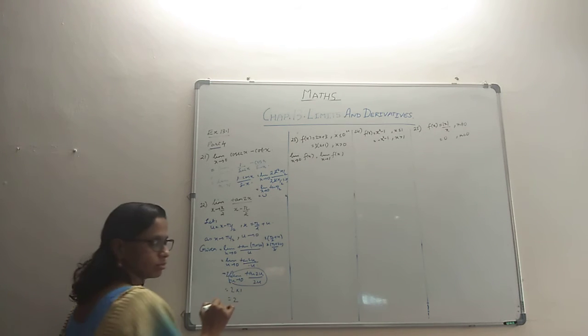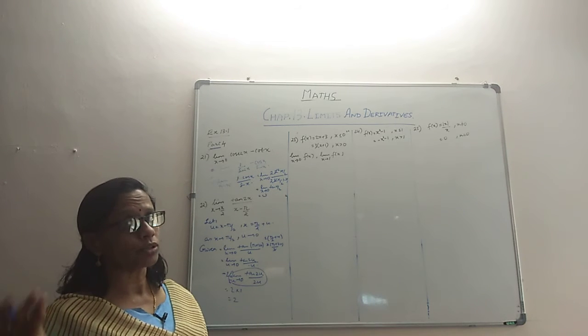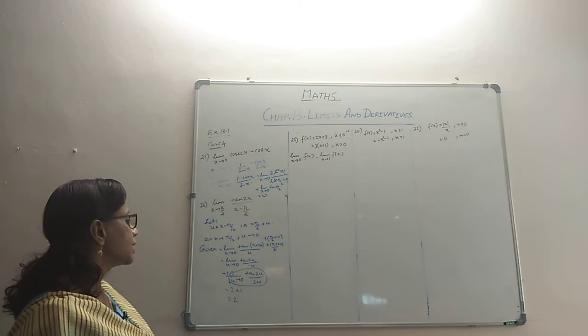This is 1, we all know. Limit as theta tends to 0 or x tends to 0, sin x by x is 1. Limit as x tends to 0, tan x by x is also 1. So like that you get the value as 2. So we are done with this. Then we go to the next problem.